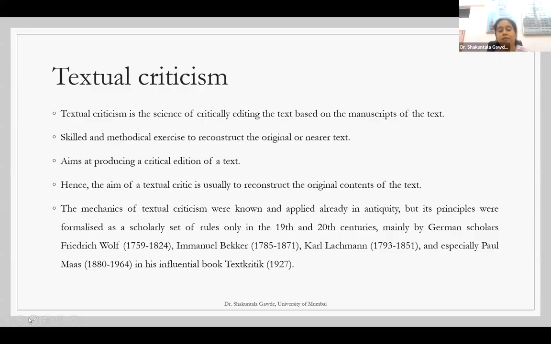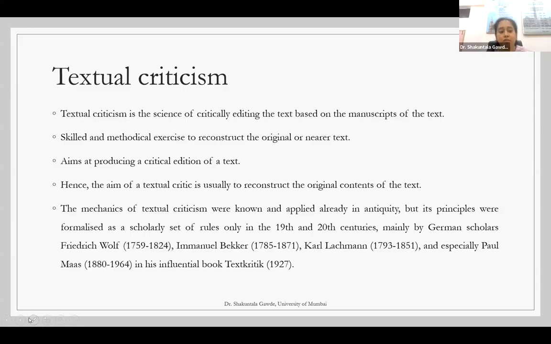It is not that if you get one manuscript and that is sufficient to publish the text. It is not so. You have to collect all the possible manuscripts of that particular text. And by collecting that, we have to go towards the original text or nearer the text.